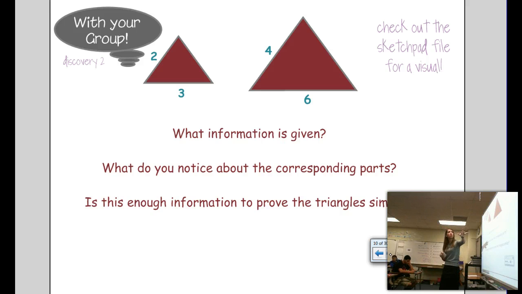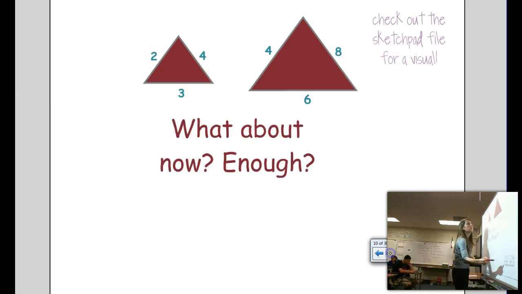Are these sides proportional? 2 is to 4 as 3 is to 6? Yes. 2 times what is 4? 2 times 2 is 4. 3 times 2 is 6. Okay, so the sides are proportional, but I would say, nope, I cannot prove those guilty of being similar.